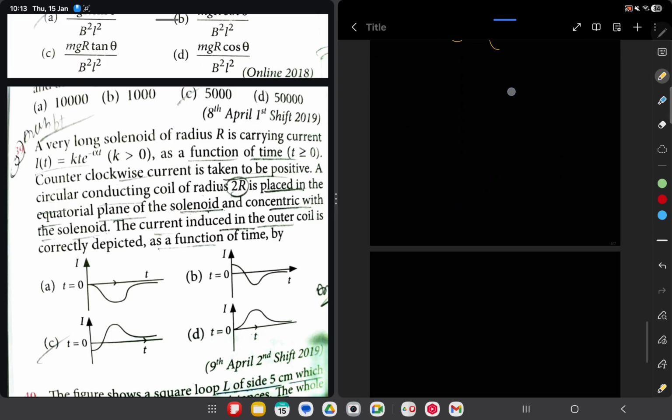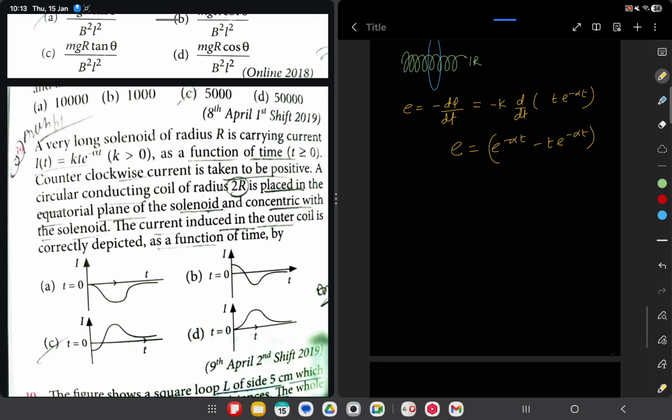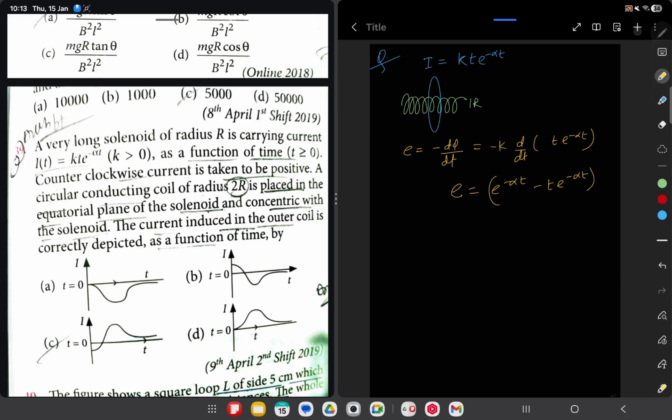Now e to the power minus alpha t and minus t into alpha e to the power minus alpha t. If you put t equal to 0 and plot this one, initially you are getting this as minus 1. That means the graph will be starting from the negative position. If you are plotting t equal to 0, the graph should start from the negative position. Now you see the graphs, this graph is starting from 0, this can't happen. This is starting from positive 1, this is starting from 0 again. So this will be your correct answer.